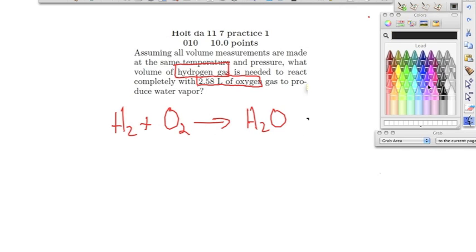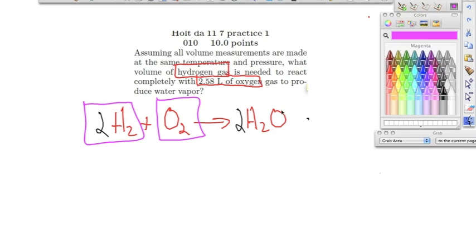Our next step is stoichiometry, so we have to have a balanced chemical equation. I have 2 oxygens, so I put a 2 right here. Now I have 2 oxygens and 4 hydrogens, so to balance it out, I put a 2 right there, and I'm balanced. The problem wants the volume of hydrogen, and it gives us 2.58 liters of oxygen. Because they're at the same temperature and pressure, this mole ratio is a liter ratio now. So 2 liters of hydrogen equals 1 liter of oxygen.